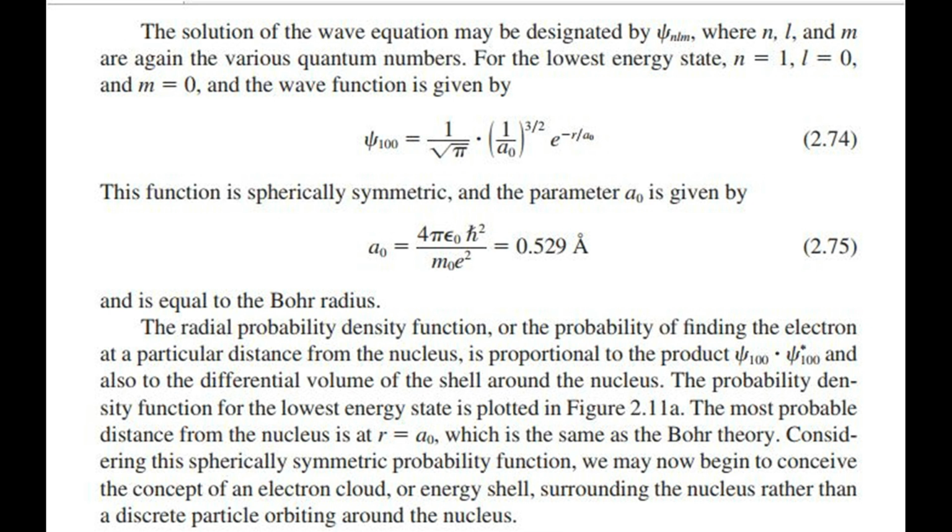The radial probability density function, or the probability of finding the electron at a particular distance from the nucleus, is proportional to the product ψψ* and also to the differential volume of the shell around the nucleus. The probability density function for the lowest energy state is plotted in figure 2.11a. The most probable distance from the nucleus is at r = a0, which is the same as the Bohr theory. Considering this spherically symmetric probability function, we may now begin to conceive the concept of an electron cloud, or energy shell, surrounding the nucleus rather than a discrete particle orbiting around the nucleus.